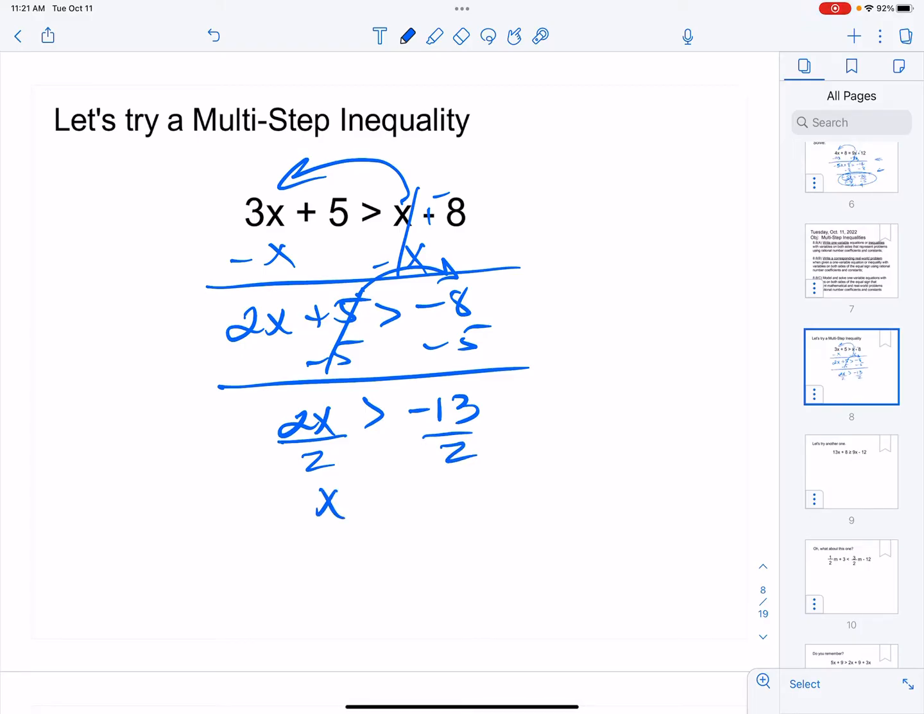I end up with x. Negative 13 divided by 2 gives me negative 6.5. Decimals are perfectly fine as long as they're not repeating. And because my coefficient was positive, my inequality stays the same. So every single step there was basically identical to what we do with an equation. We just have to think there at the end: am I going to flip or not flip?